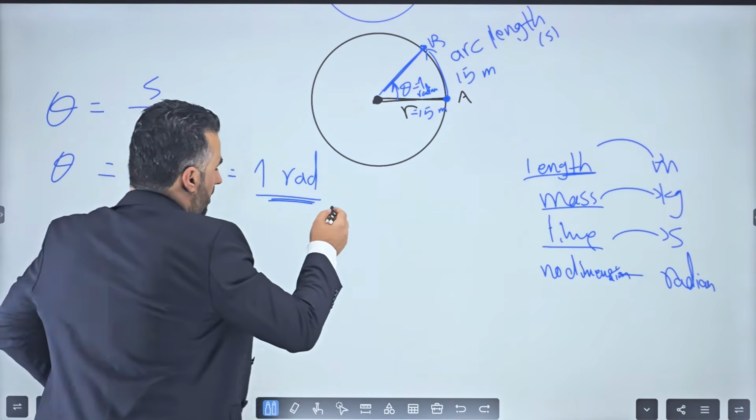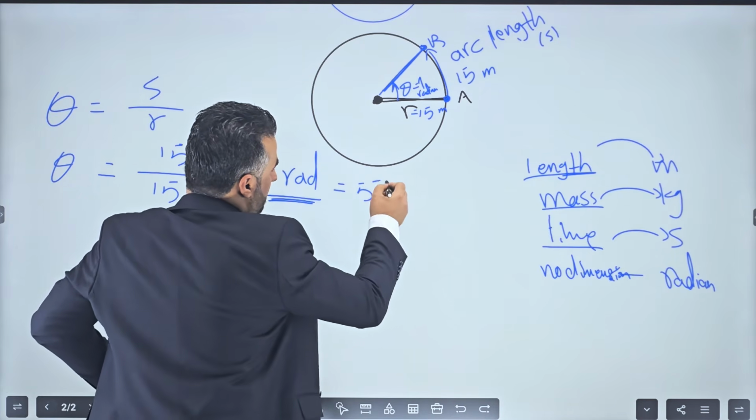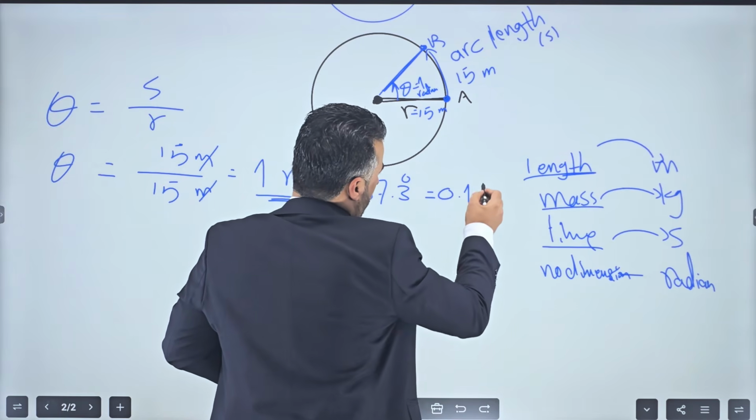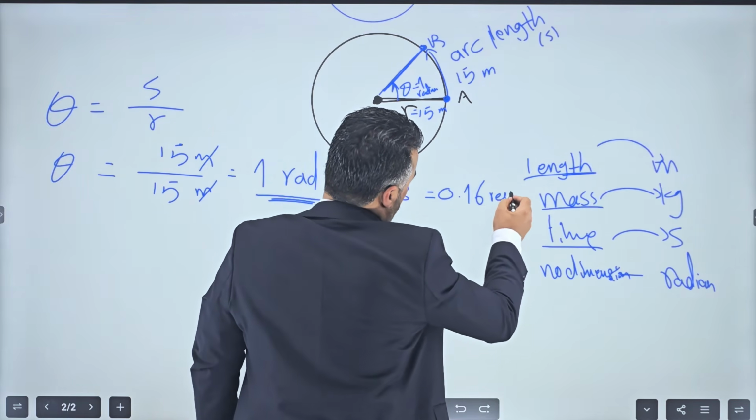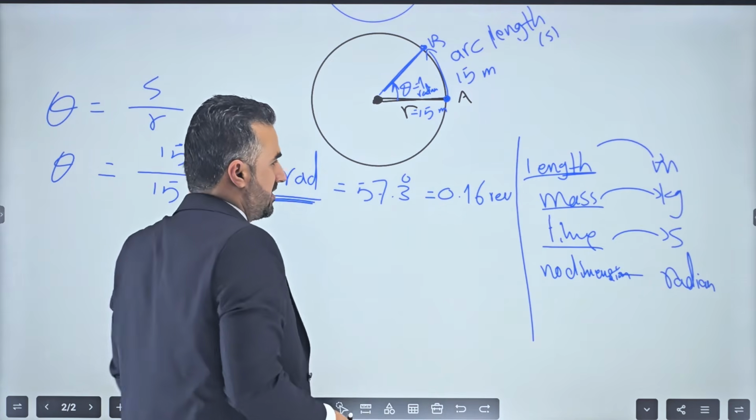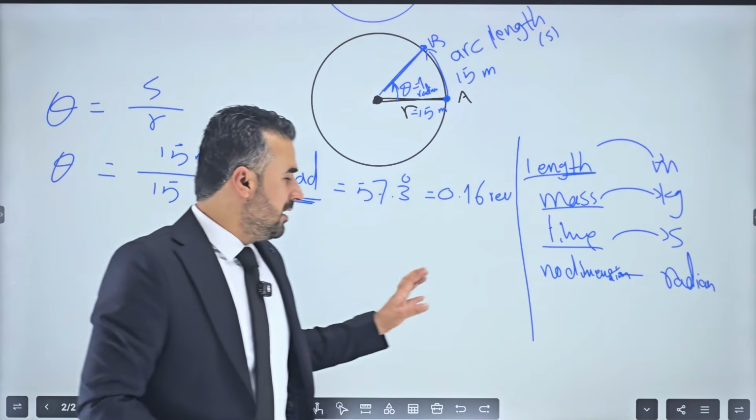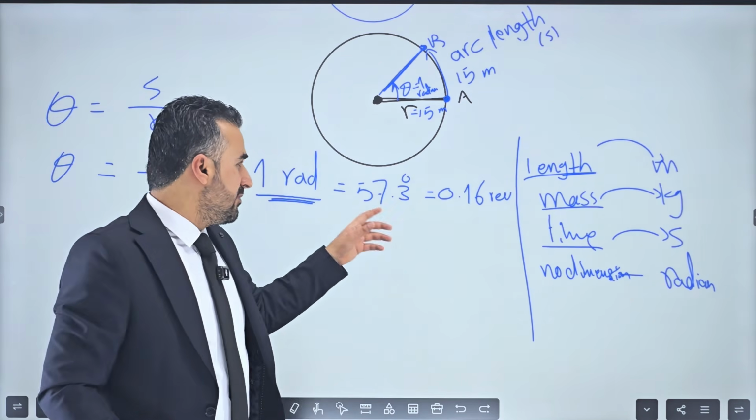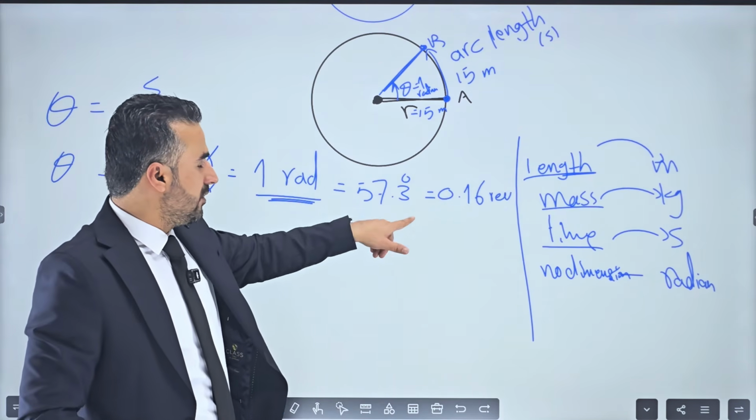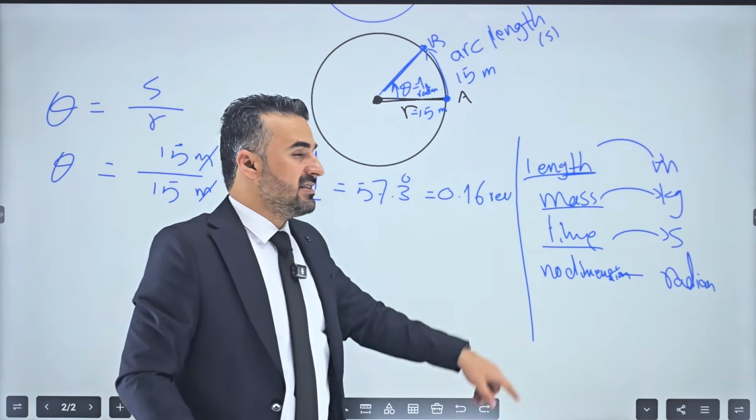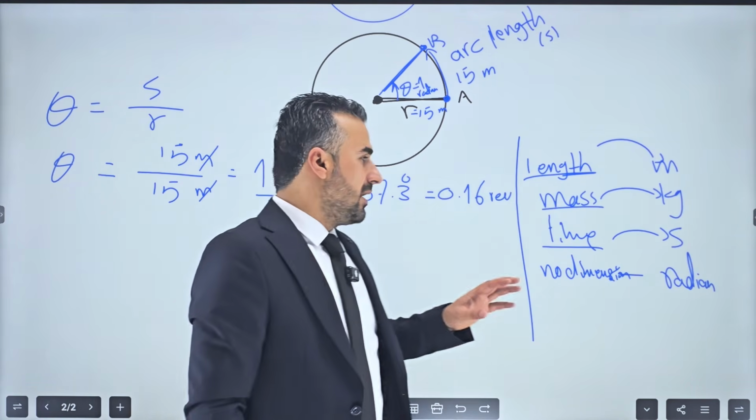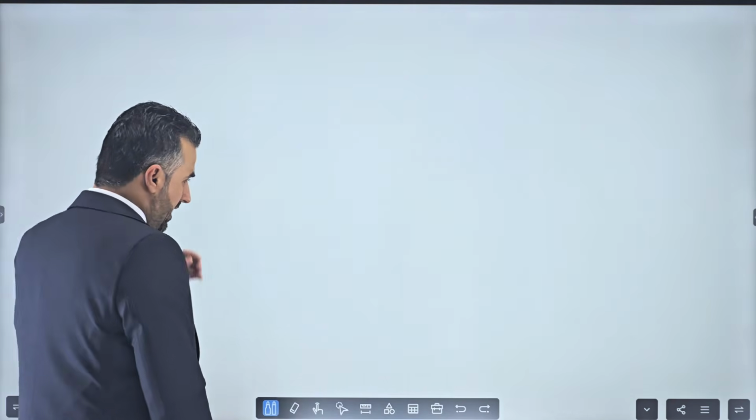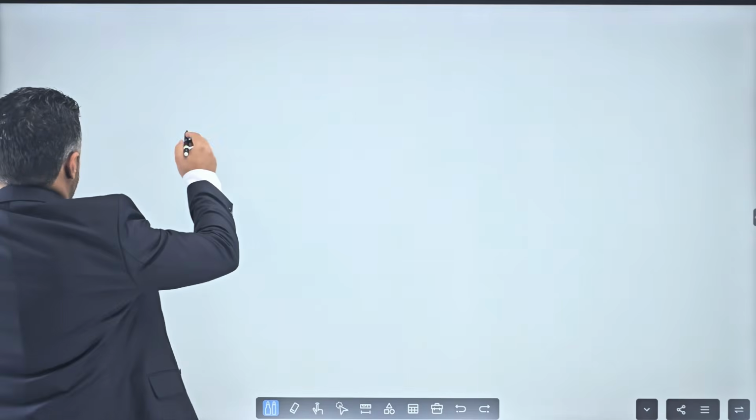Now later on, of course, we're going to convert these delta theta in different formats. So this is 1 radian, which is approximately equal to 57.3 degrees, and that is also equal to about 0.16 revolutions as well. You might not know what these are, but I'll explain them later. For now, just remember 1 radian is approximately equal to 57.3 degrees, which is equal to 0.16 revolutions.